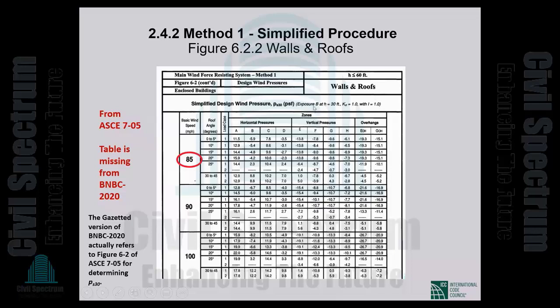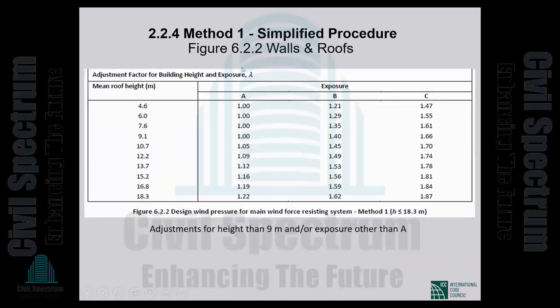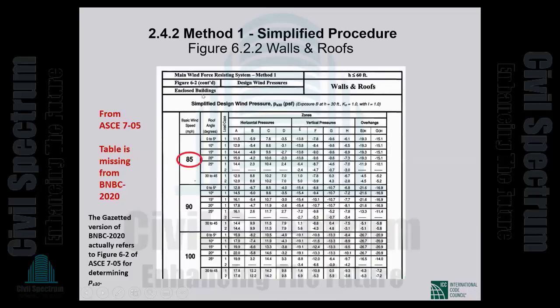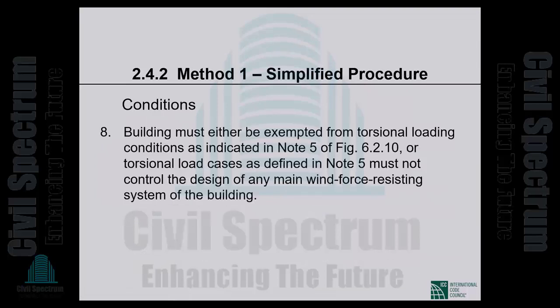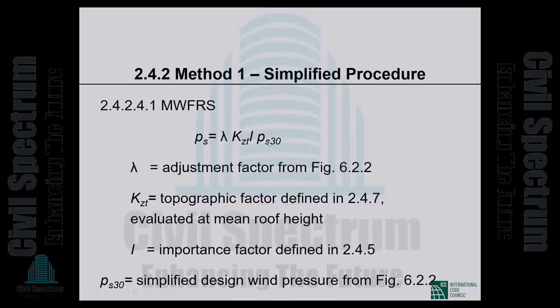So these values are for exposure A, mean roof height of 30 feet, K sub ZT of 1, and I of 1. So you have to apply a topographic effect factor as you saw on the equation. And if you have anything other than exposure B and mean roof height other than 30 feet, then you go to this conversion factor table, the lambda. Lambda gives you, for different exposures and different mean roof heights, an adjustment factor as it was called. So PS30 will come out of the table that is missing in BNBC 2020.